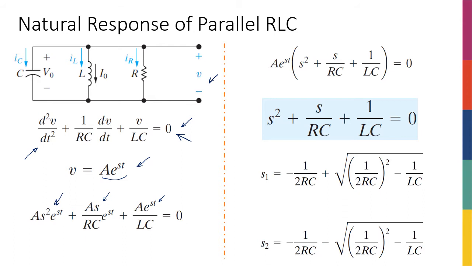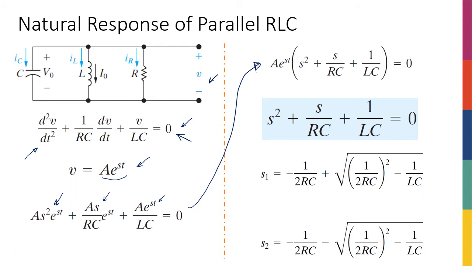Now, if I take the common term out, which is A times e to the power of st, from here to there, I'm going to get s squared plus s divided by RC plus 1 over LC equal to 0, right? So all I need to do now is solve this equation. It's not a differential equation anymore, it's just basically a polynomial equation.